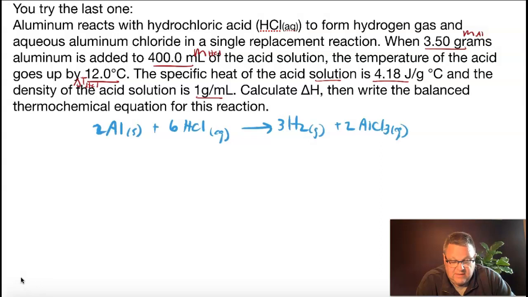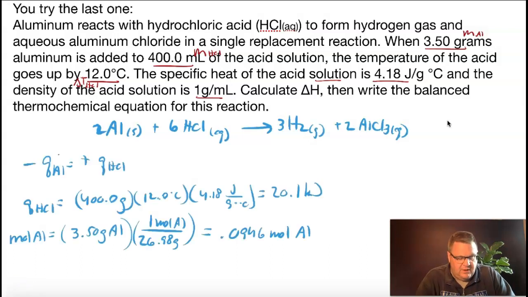All right, so it says calculate delta H and then write the thermochemical equation. Well, here's the chemical equation. I want you to calculate delta H for this. The aluminum's the system, the hydrochloric acid is the surroundings. Give it a try and then unpause the video and take a look at my work.